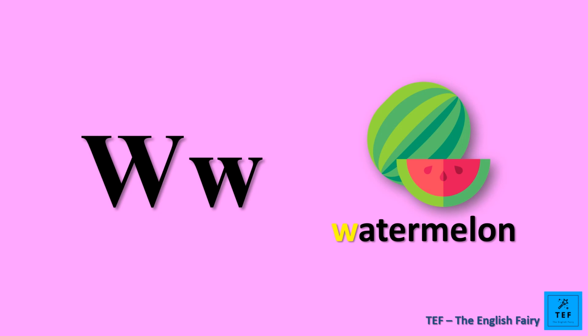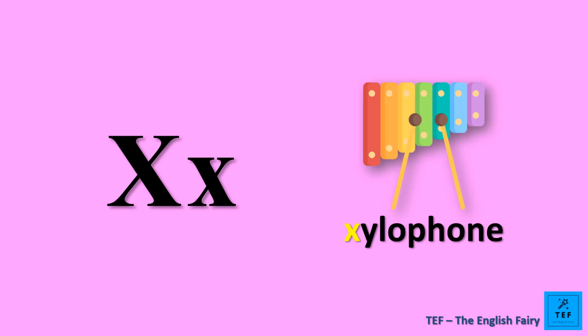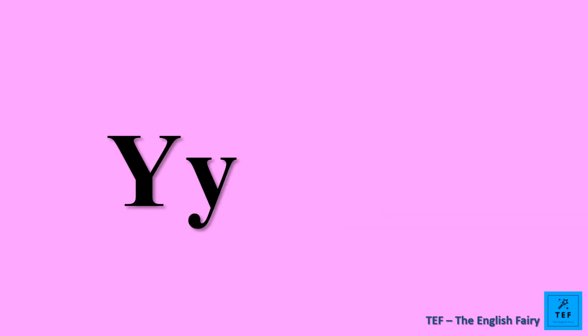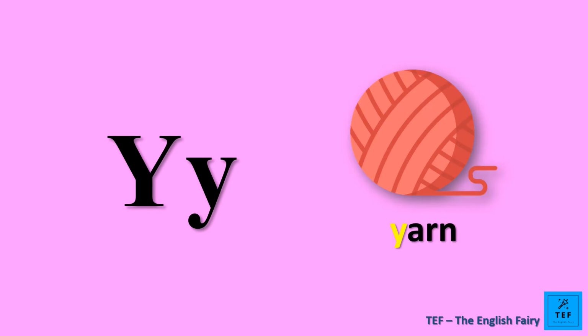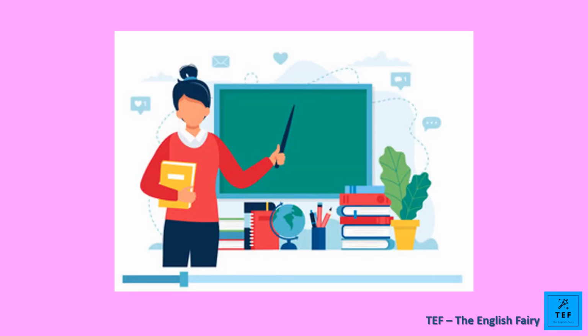When you say W, you should round your lips. W, as in watermelon. X, as in xylophone. Y, as in yarn. Z, as in zebra. That's all for today.